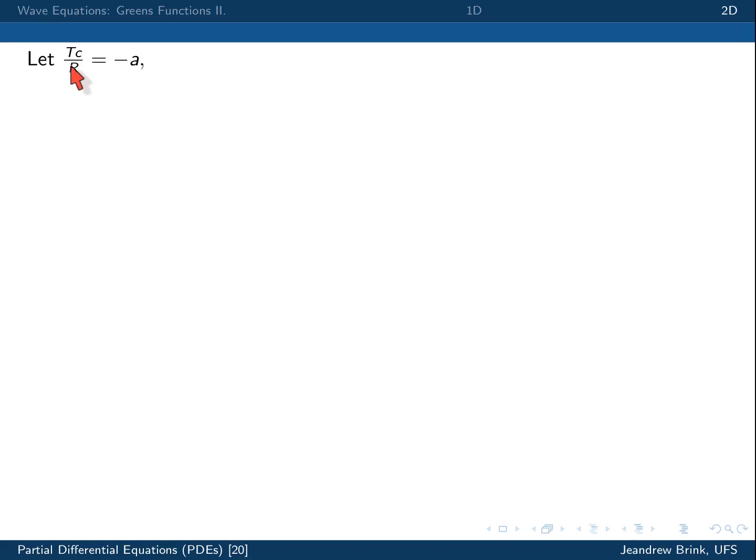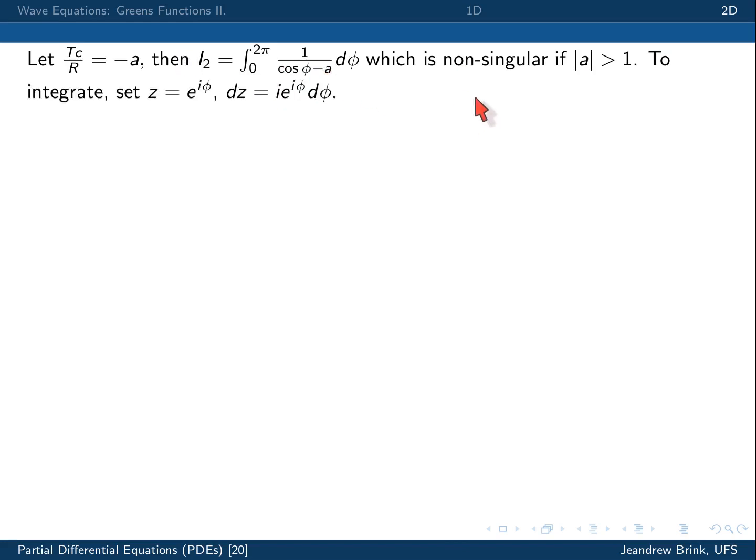Okay, so to evaluate the integral, let's just rename the variables. We say tc over r is equal to minus a, so that a is a positive constant. And we can then express I2 as this, from 0 to pi, 1 over cos of phi minus a d phi. And to evaluate it, we're once again going to use a complex integral. Okay. And we're going to observe the fact that this integral is actually non-singular if a is greater than 1. So that's going to be a condition on a, which actually turns out to give a step function in the solution. So we're going to impose this condition a is greater than 1 using a step function. Okay, and then to integrate it, what we're going to do is use a complex integral.